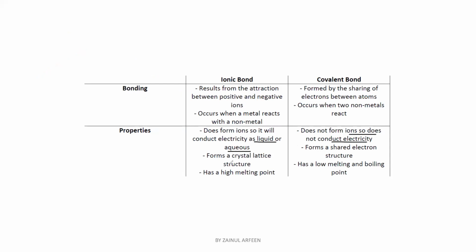Ionic compounds have a lattice. Lattice structure means, as I just drew, the regular arrangement of the positive and negative ions. And they have a high melting point, whereas covalent is formed by a sharing of electrons and they have low melting and boiling points. Covalent cannot conduct. Ionic can conduct in molten and aqueous, but not in solid state.